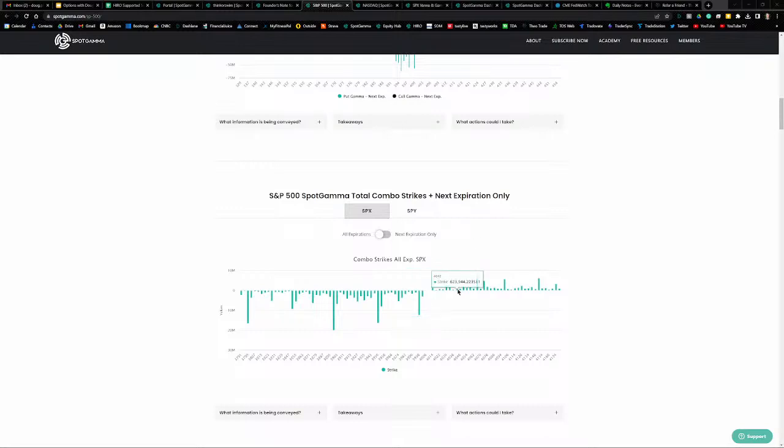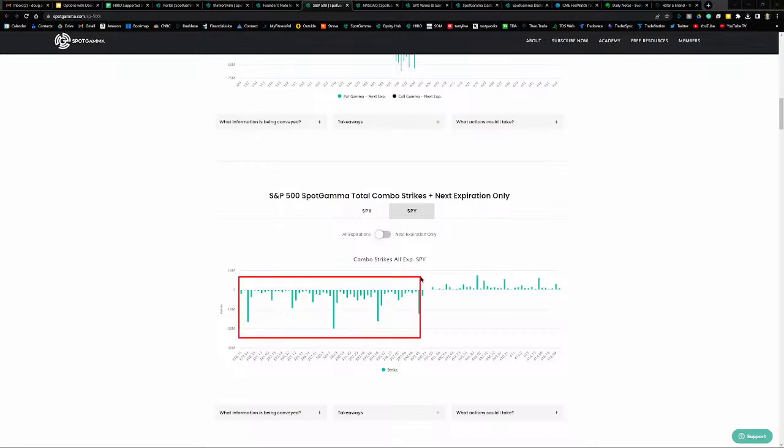Put gamma below, call gamma above, but more put gamma below. And here's SPY showing the same thing, with combo strikes converted to an equivalent SPY number. And here's the gamma flip level at 400, which is also the key gamma strike. And again, notice the predominance of put gamma below.